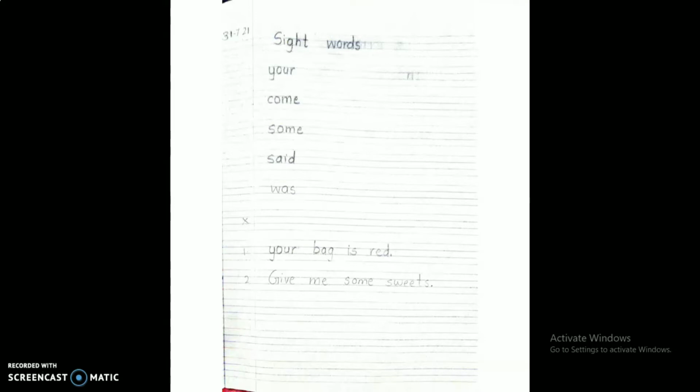Now we'll frame sentences using the sight words. Your bag is red. We have used the sight word your. Give me some sweets. We have used the sight word some. You can make other sentences using the rest of the sight words.